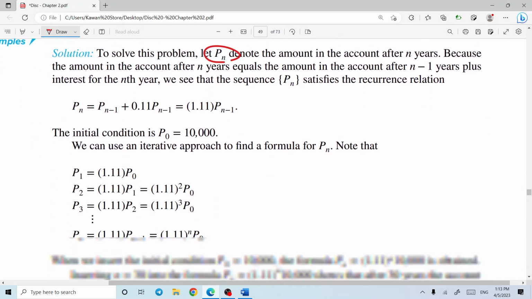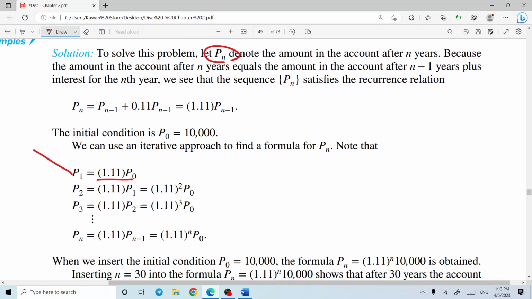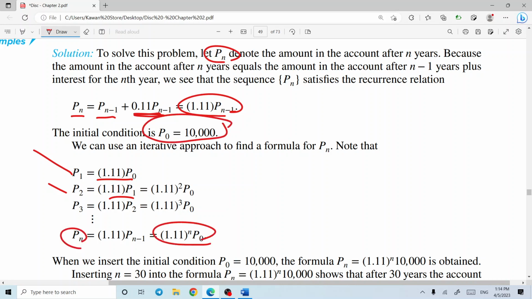So you get this formula. Look here. After 30 years, I'll get what? 1.11 by P naught, 1.11 to the power n times P naught. Understood? Why 1.11 to the power n, to the power 30? Can you imagine why?